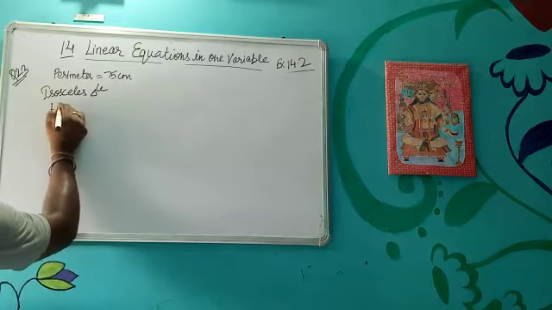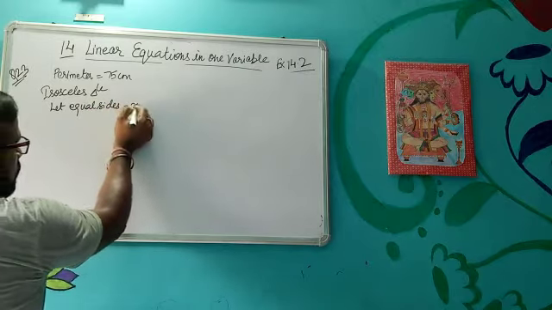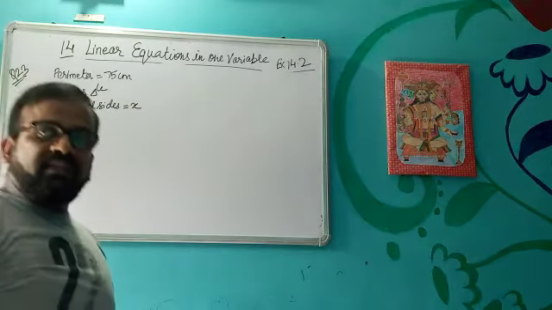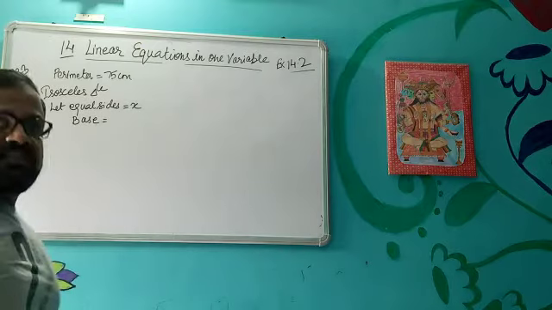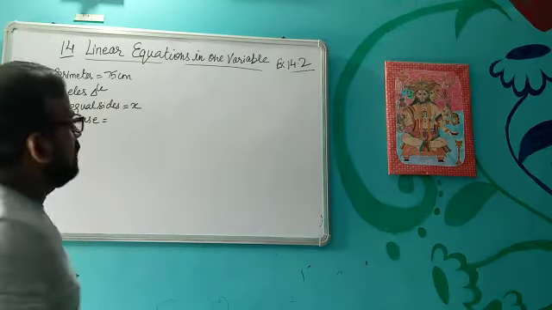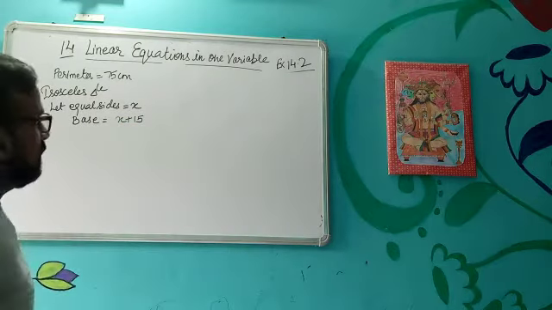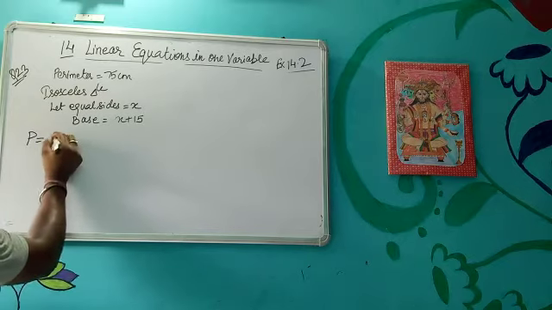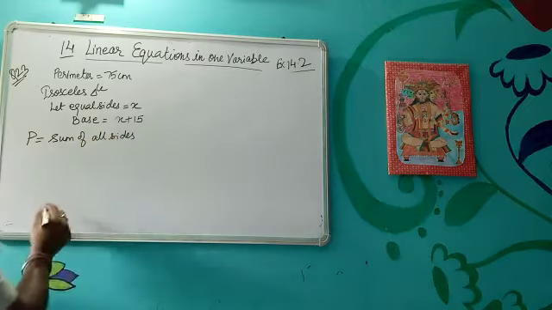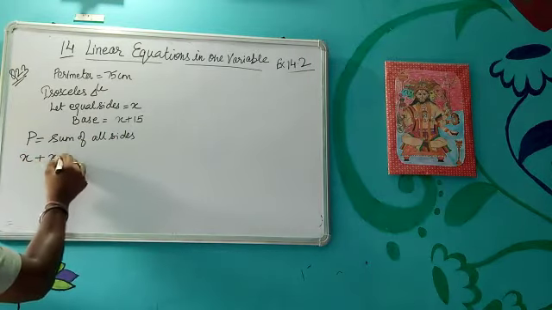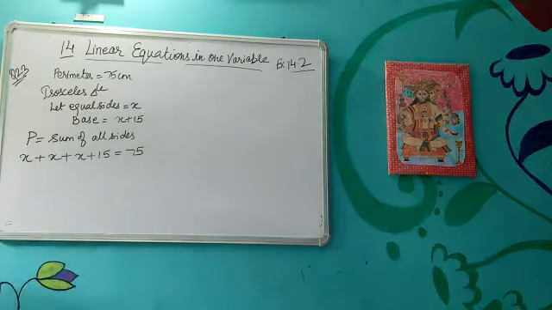So I will assume let equal sides equal to x. So I have assumed the equal sides as x. So what is the base? Base is actually 15 centimeter longer than, that means x plus 15. This will be the base. So what is the perimeter? Perimeter is sum of all sides that we knew. So sides are x plus x plus x plus 15 and the perimeter given is 75.